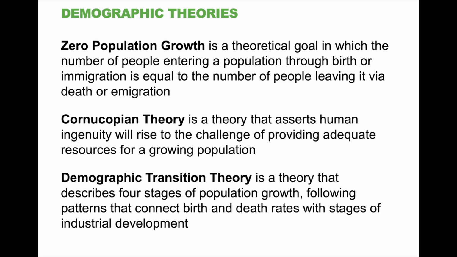Zero population growth is a theoretical goal in which the number of people entering a population through birth or immigration is equal to the number of people leaving it via death or emigration. Cornucopian theory is a theory that asserts human ingenuity will rise to the challenge of providing adequate resources for a growing population. Demographic transition theory is a theory that describes 4 stages of population growth, following patterns that connect birth and death rates with stages of industrial development.